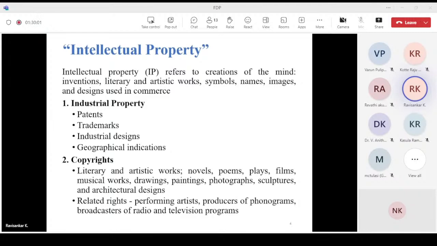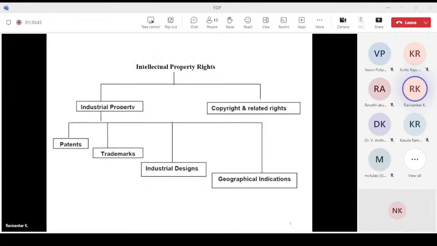When you come to intellectual property, there are two types. They are creations of the mind, like inventions, literary and artistic works, symbols, names, images, and designs used in commerce. Out of this, it will be two types, industrial property and copyrights. Industrial property is generally used in different industries, whereas copyrights will go to the artistic works. In the industrial property, it will be patents, trademarks, industrial designs, geographical indications. Under copyrights, you will get literary and artistic works and related rights, like the performing artists, producers and broadcasters will get different rights. So as I said, it's two types: under the industrial property, patents, trademarks, industrial designs and geographical indications, and the other one is copyright and related rights.